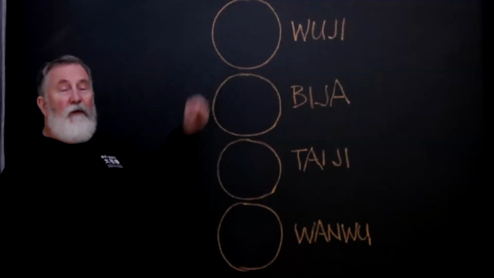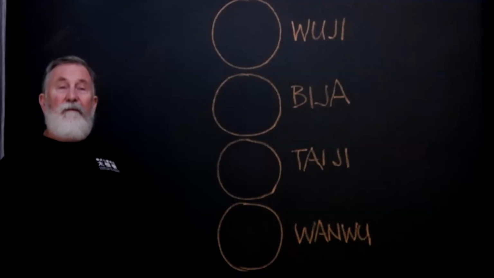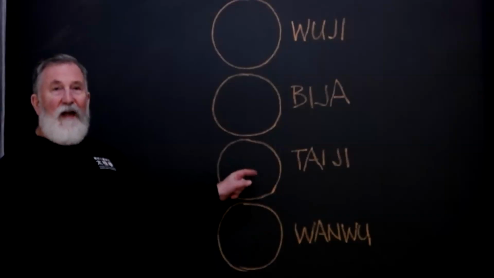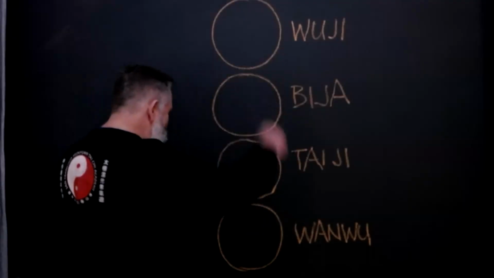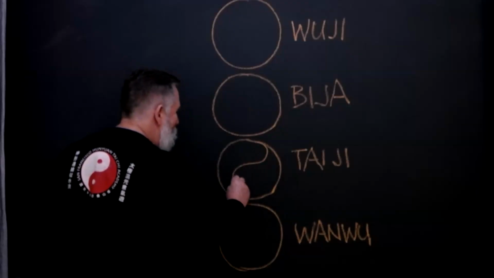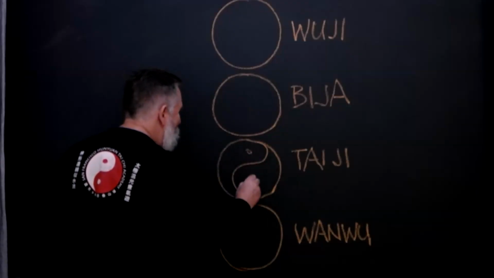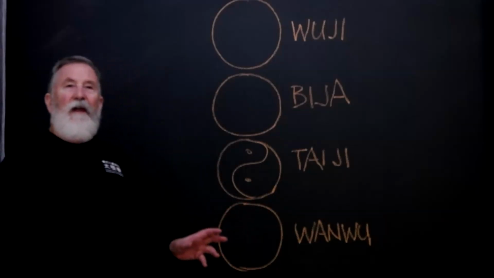So what is the symbol for Wu Ji? Jill, what is the symbol for Wu Ji? No idea. What is the symbol for Tai Chi? The yin yang. The yin yang symbol, right? And we'll just simplify it with lines here.